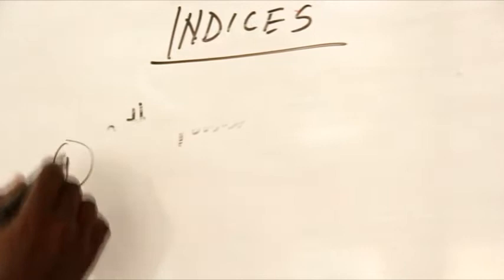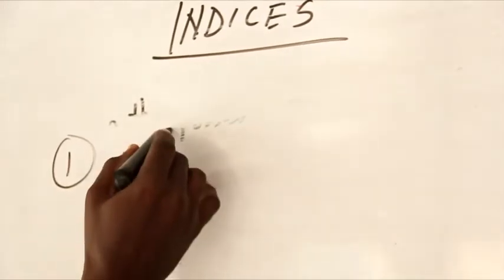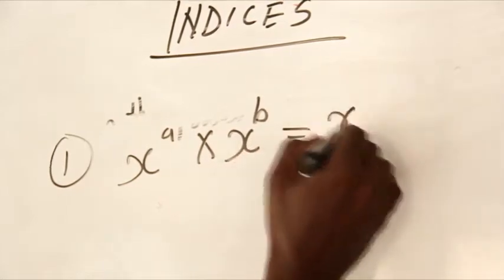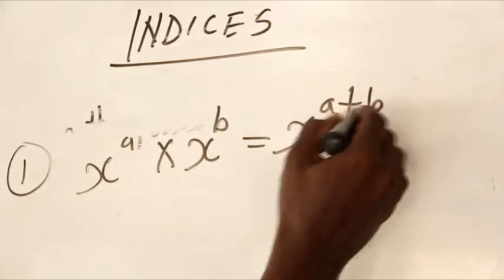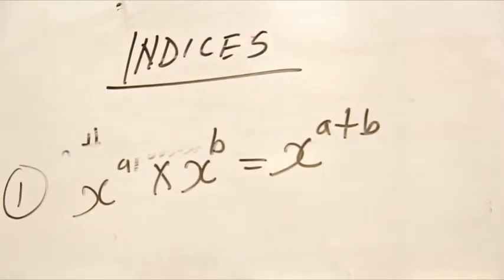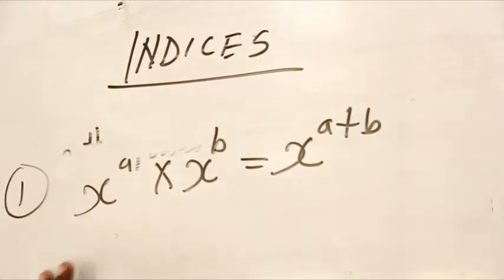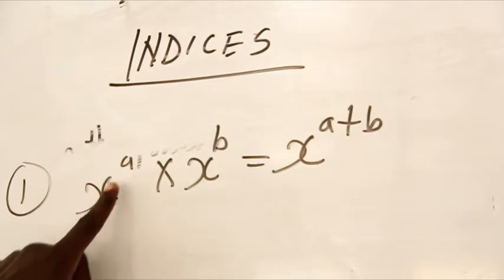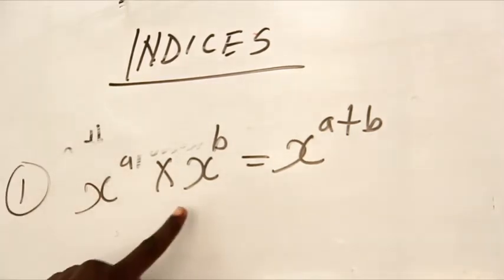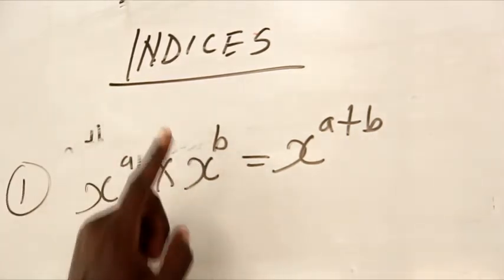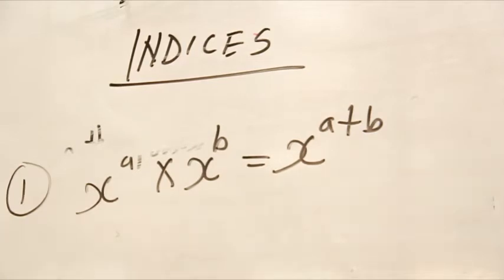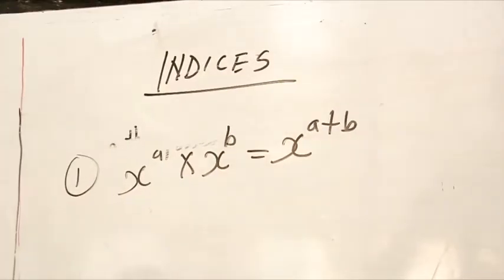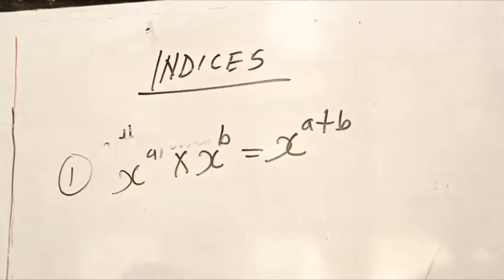The first law is x raised to the power of a times x raised to the power of b is equal to x raised to the power of a plus b. This means that if you are multiplying a number raised to a certain power and that same number raised to a certain power again, all you need to do is add the powers. Let's take an example on this law while we progress.